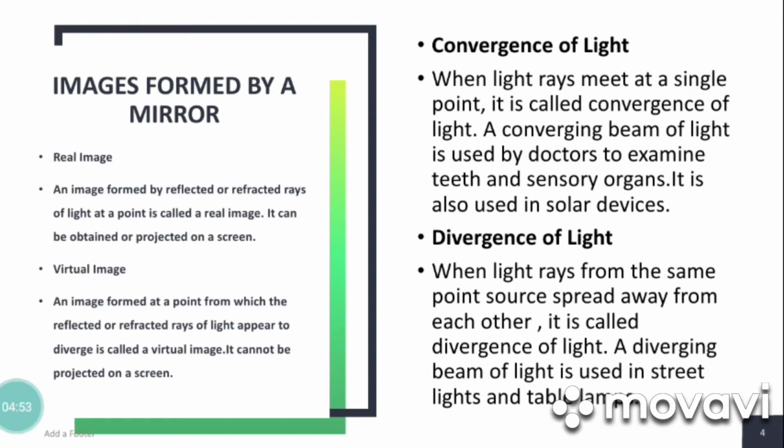Convergence of light. When light rays meet at a single point, it is called convergence of light. A converging beam of light is used by doctors to examine teeth and sensory organs. It is also used in solar devices. Divergence of light. When light rays from the same point source spread away or scatter away from each other, it is called divergence of light. A diverging beam of light is used in street lights and table lamps.